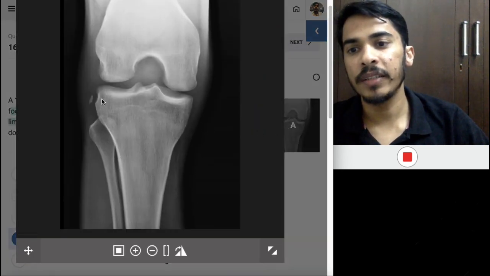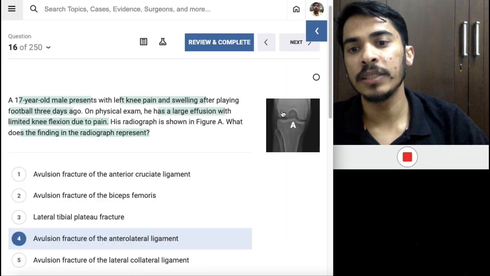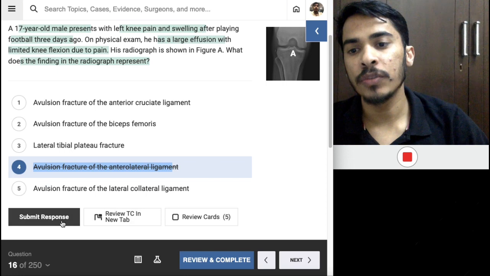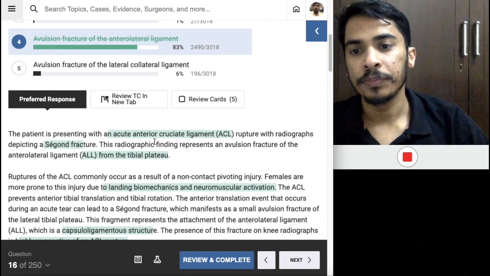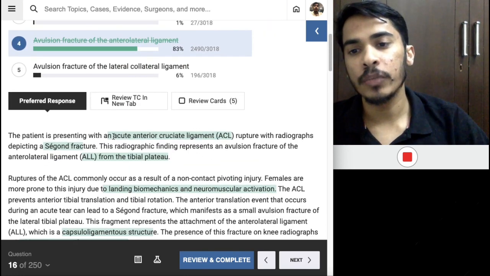So here we can see that there is a chip fracture. This is an avulsion fracture in the lateral tibial plateau area. So this is an anterolateral ligament avulsion fracture, which is most commonly known as Segond fracture. This is a Segond fracture, which is most commonly seen in ACL injury.